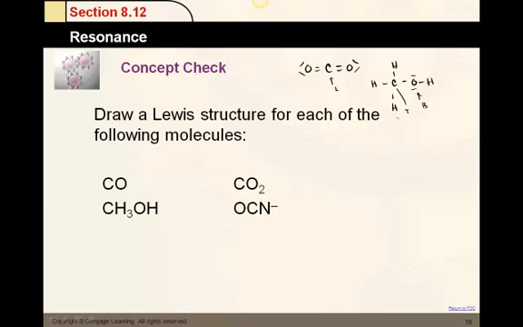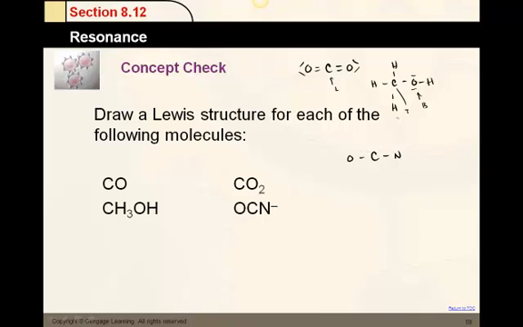All right, OCN negative. Now, I have to remember, because it is an ion, I'm going to put it in a square bracket. I've been forgetting to do that in the last couple slides. So I'm going to do it right this time. So we have carbon in the middle. When in doubt, carbon goes in the middle.